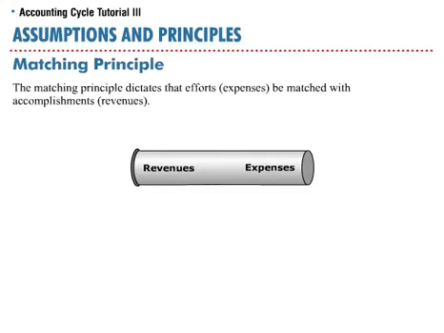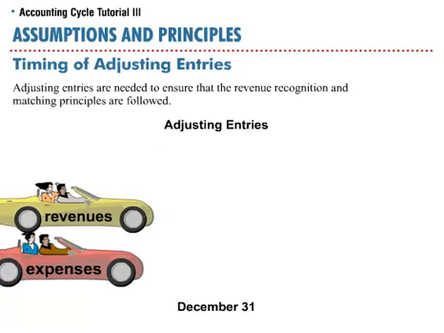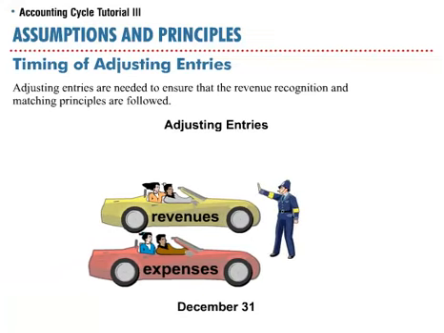The timing of expense recognition is determined by the matching principle. The matching principle dictates that efforts, that is, expenses, be matched with accomplishments, that is, revenue. In order for revenues to be recorded in the period in which they are earned, and for expenses to be recognized in the period in which they are incurred, adjusting entries are made at the end of the accounting period. Adjusting entries are needed to ensure that the revenue recognition and matching principles are followed.